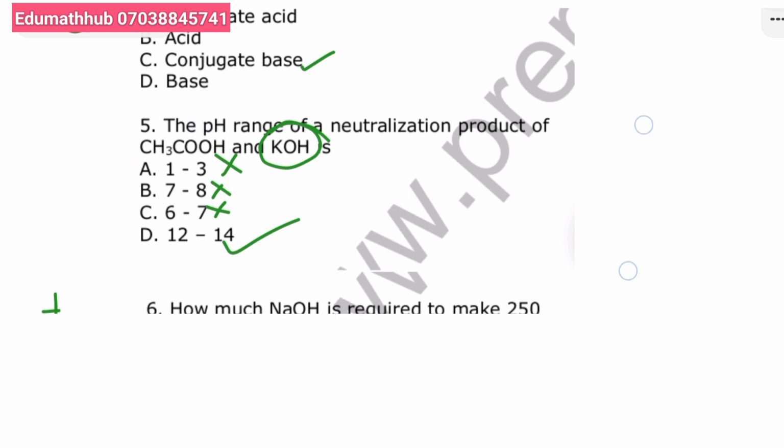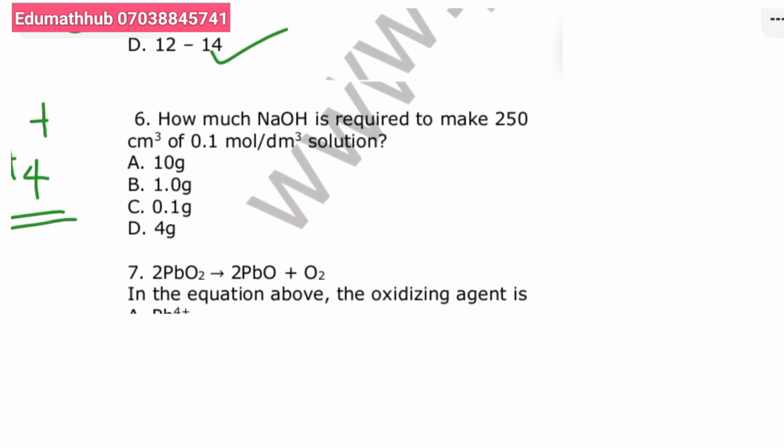Okay, next one. How much NaOH is required to make 250 cm cube of 0.1 mole per dm cube solution? So this is under concentration. Formula to find concentration is n equals CV. So this n here is the number of moles. This C here is the concentration in mole per dm cube, while this V is the volume in dm cube.